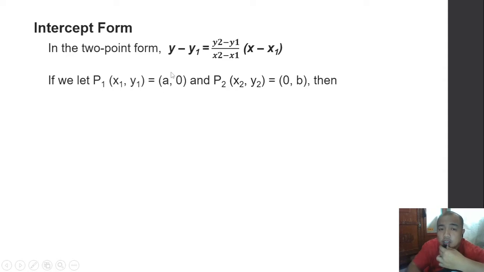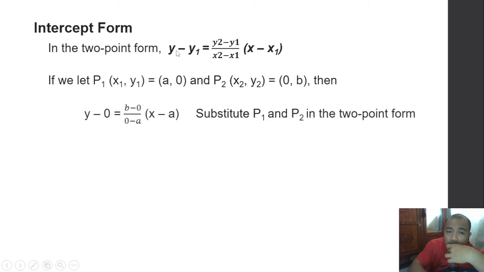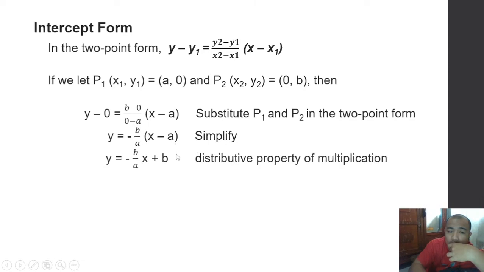So we're going to change point 1 as (a, 0), the x-intercept, and point 2, (0, b), as the y-intercept. Then we substitute. These will be our 2 points now. Y minus 0 equals b minus 0 over 0 minus a times quantity x minus a. So y minus 0 is y, b minus 0 is b, 0 minus a is negative a. So we have y equals negative b over a times quantity x minus a. Then from here, distributive property, negative b over a times x equals negative b over a x. Negative b over a times negative a is positive b.